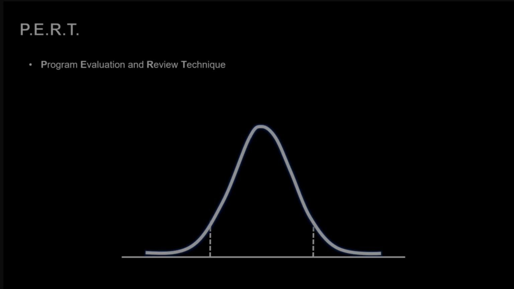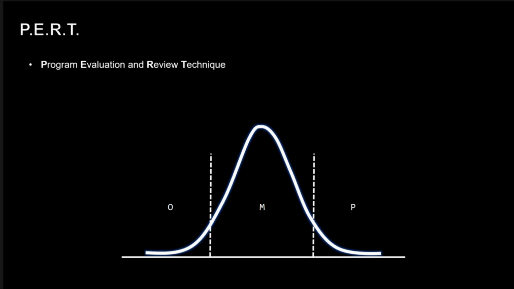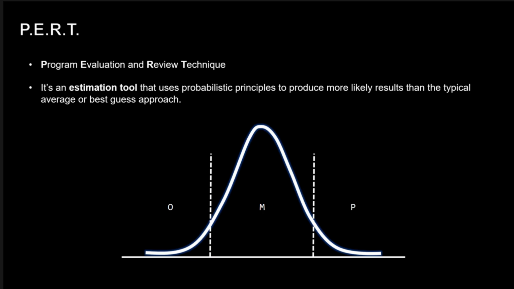PERT stands for Program Evaluation and Review Technique, and it dates all the way back to the roots of project management. PERT is an estimation tool that uses probabilistic principles to improve the accuracy of estimates over typical averages or best guesses. As with everything in project management, it will be only as good as the context and its implementation, so keep that in mind before trying to apply it everywhere.